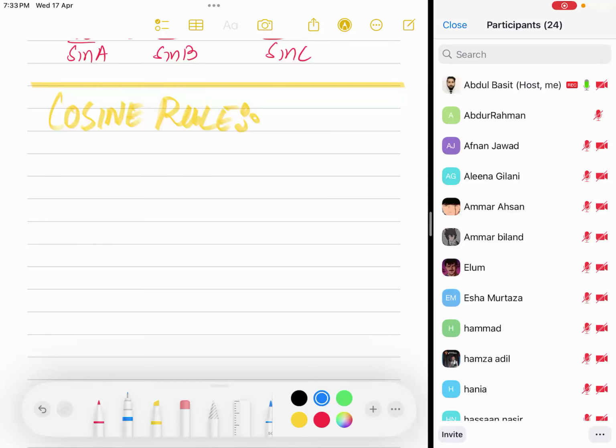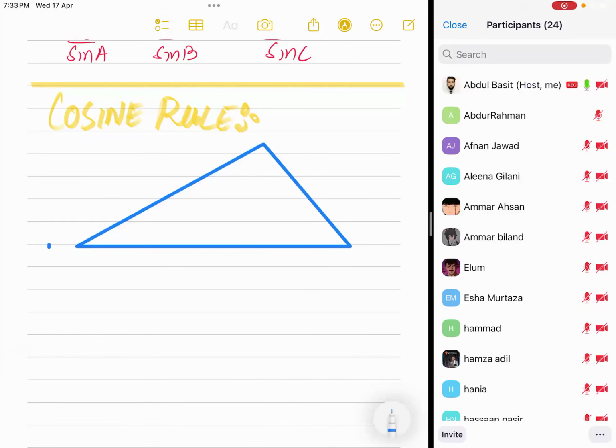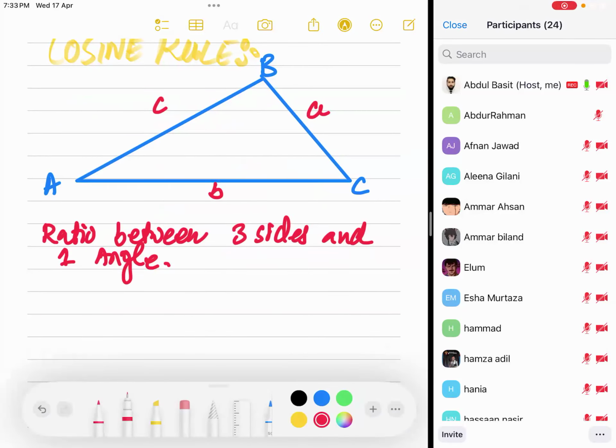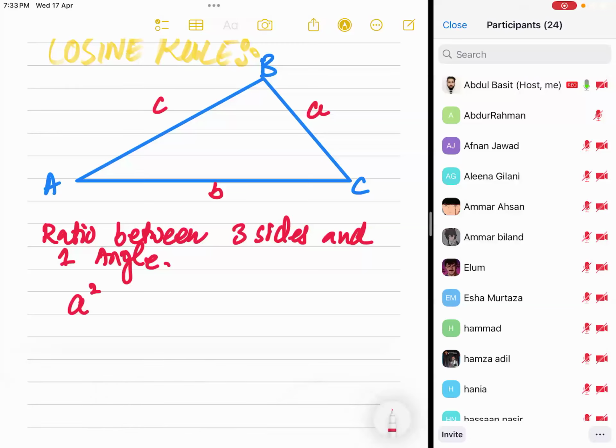So the cosine rule, let me draw a triangle here with names A, B, C. Okay, naming is same. Side opposite to angle A is small a, side opposite to angle B is small b, side opposite to angle C is small c. So it is the ratio between three sides and one angle. ठीक है जी. For example, if you want to find out small a, you have to get that a square is equals to b square plus c square minus 2bc cos A.